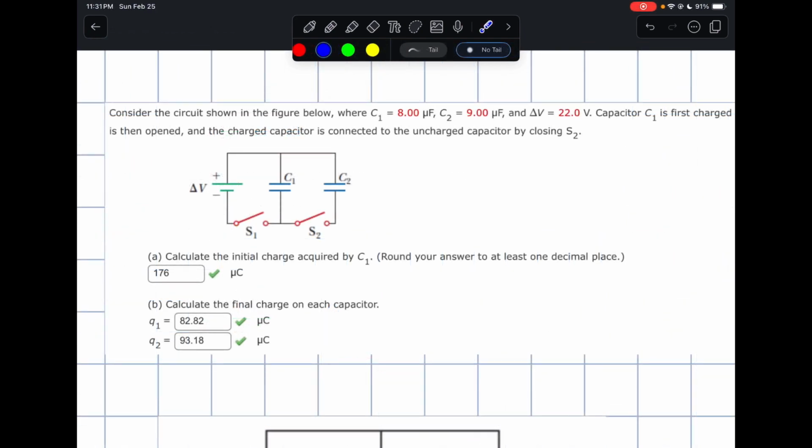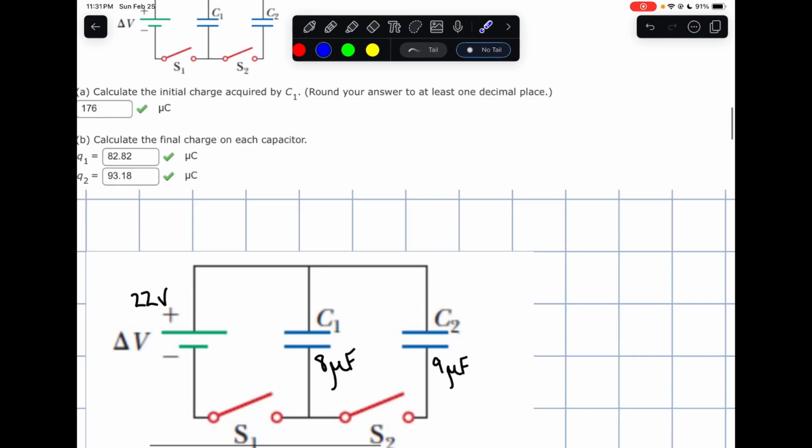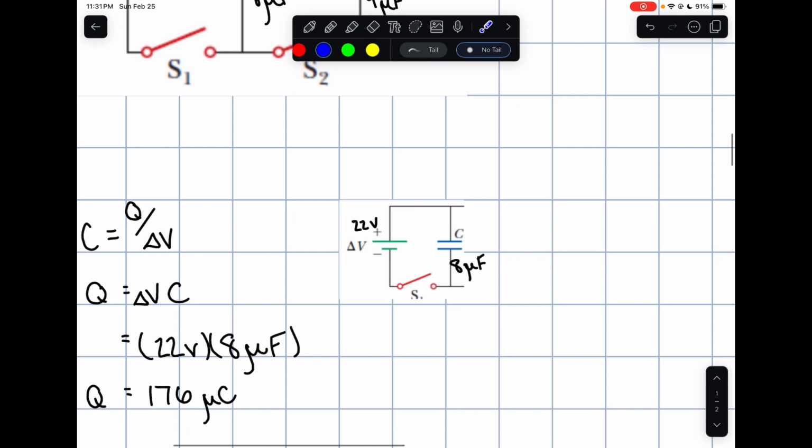For part A, we are trying to calculate the initial charge acquired by capacitor 1. Let's take a look at a picture for this setup specifically. We have our battery, and we have capacitor 1. Notice we're not using capacitor 2 in this situation because for this case, only switch 1 is closed.